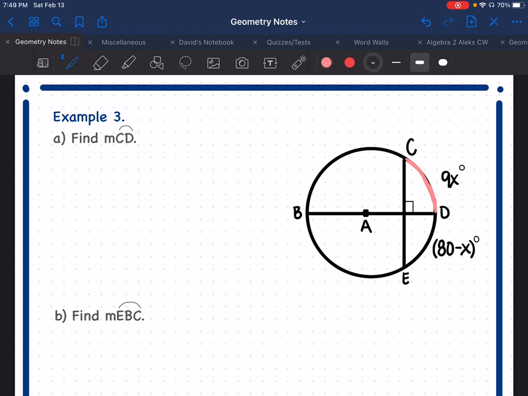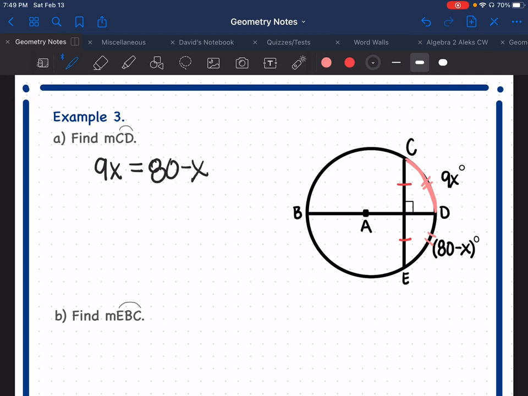All right, so what I'm noticing from the last theorem is that I have a diameter because there is my center, and I have a perpendicular right here. The last theorem says these two parts are equal, and it also says that these two parts are equal. Now I know exactly what to do. 9x is equal to 80 minus x.